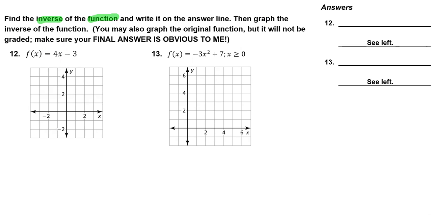Okay, inverses are where we are going to take all of the inputs and outputs that are here, and we're going to switch them so that the inputs become the outputs and the outputs become the inputs. But what would that function look like? So if you have f of x is equal to 4x minus 3, the first step is to write this as y equals 4x minus 3. And then to switch the inputs and the outputs, we can just switch the x's and the y's.